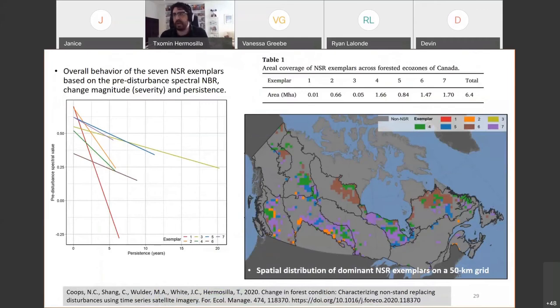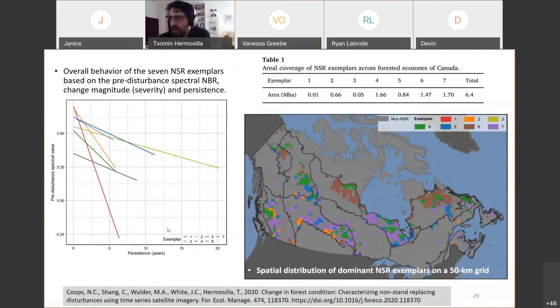So what we did is we put together in a computer, with machine learning, all the traits that we had about the pre-disturbance time, the persistence of these changes, and the magnitude of the changes. And we clustered all the possible responses that were found in our non-stand-replacing disturbances. So we found 7 different behaviors that we call exemplars of the non-stand-replacing disturbances.